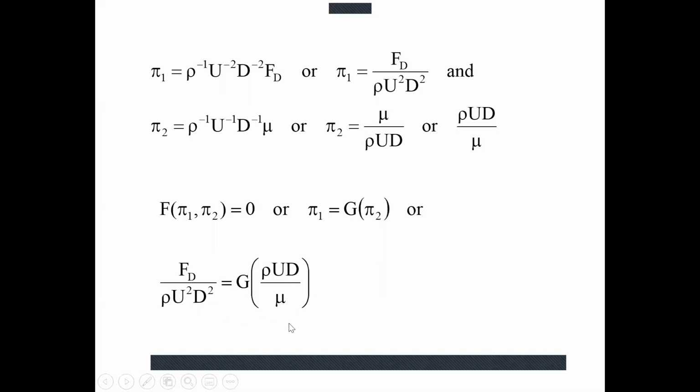If we had more pi terms, the other pi terms should come into the function, and we need to leave the term which includes the dependent variable on the left-hand side alone, and group the remaining ones into the function.